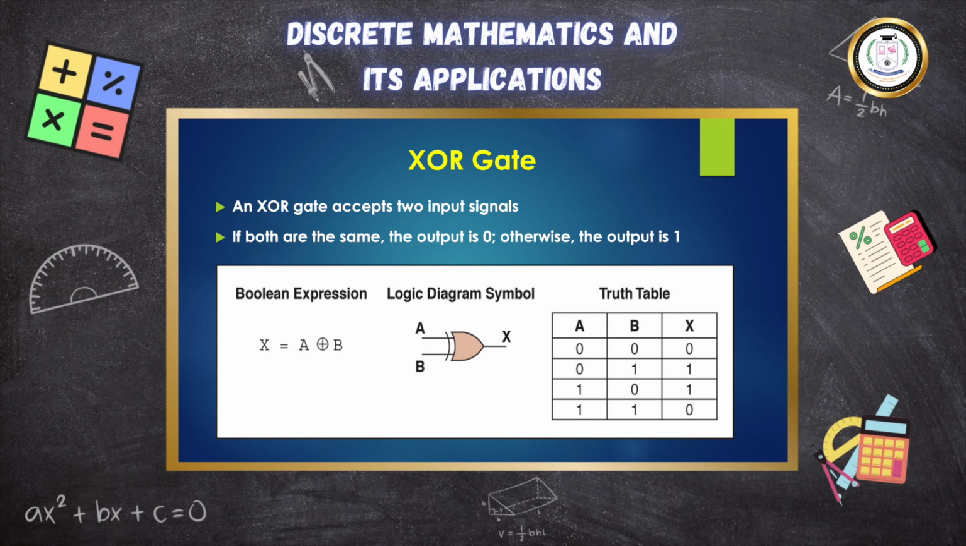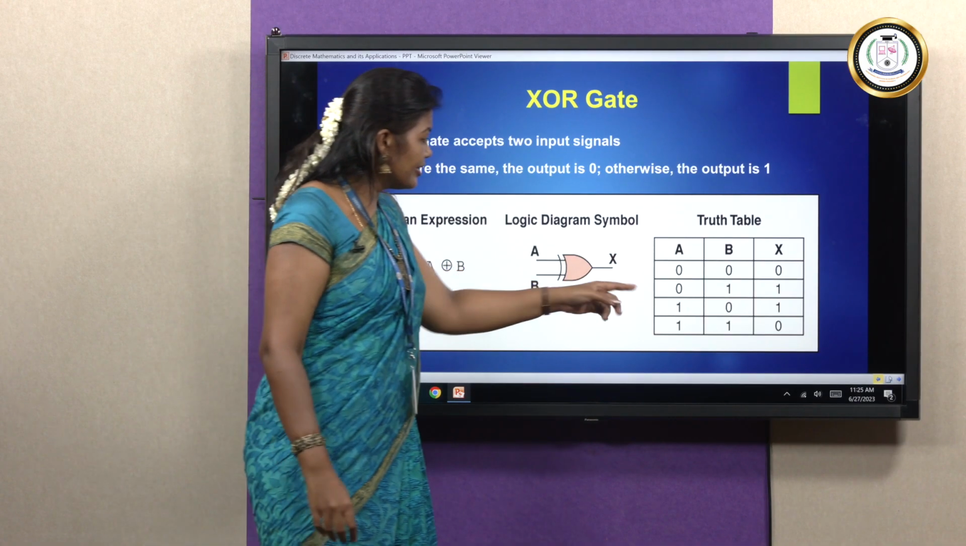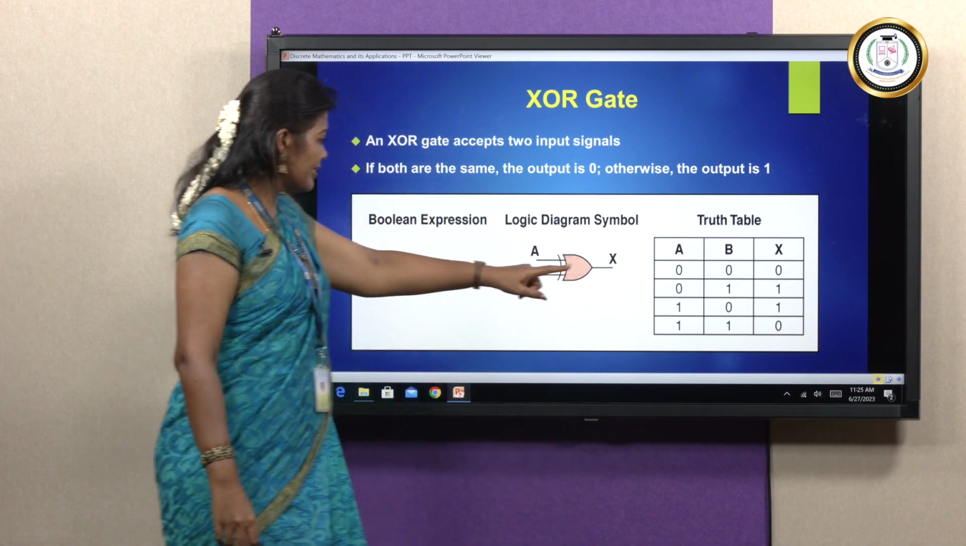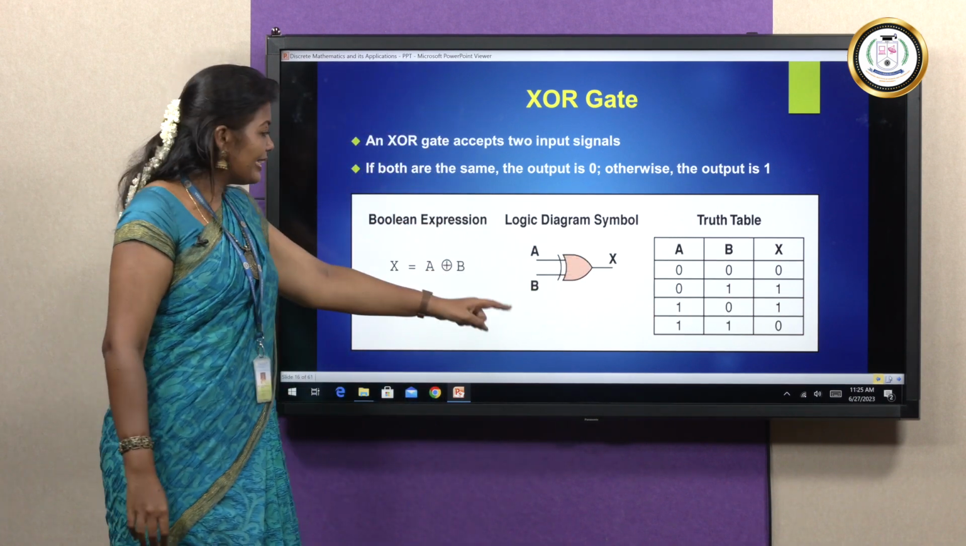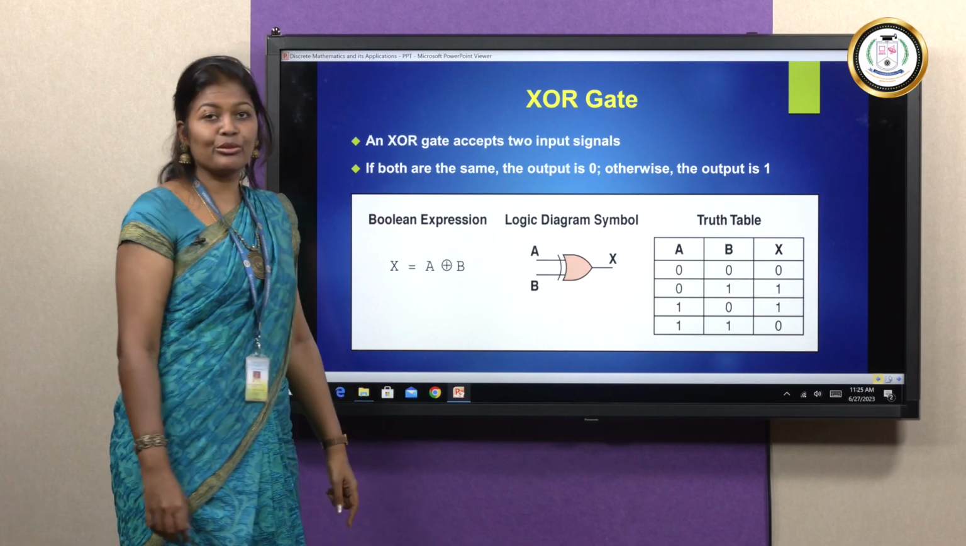So we also have the XOR gate, which is exclusive OR, which is, as you can see from the truth table, this is the truth table for the XOR gate. And then we have the symbol that is used for the XOR gate.